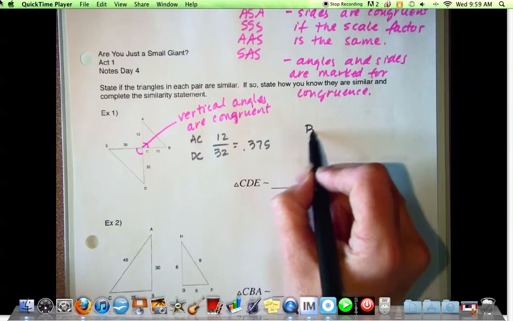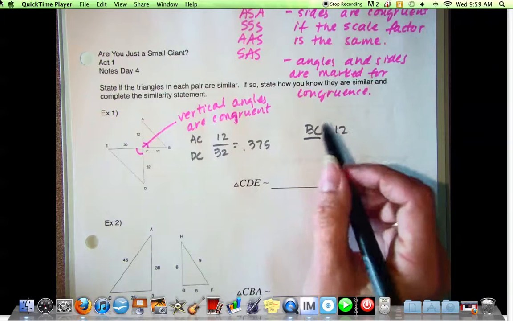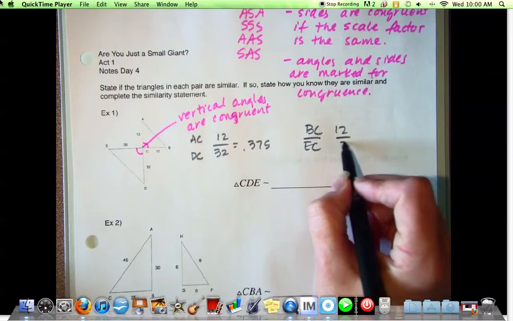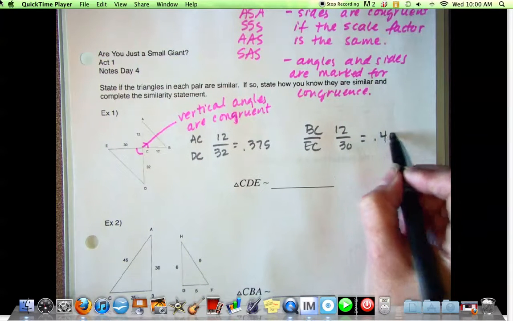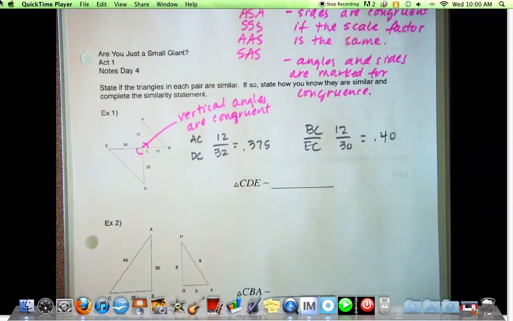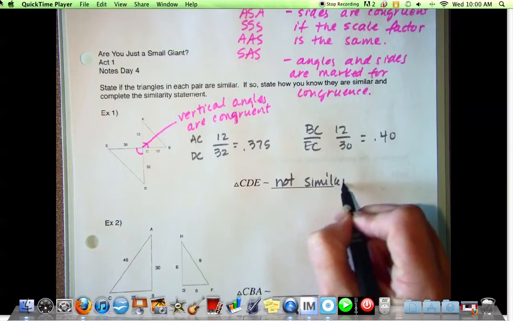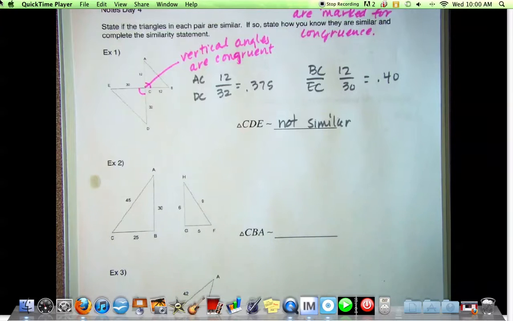Side DC has length what? 12, and we want to compare that to length EC, which has length 30. And what is the scale factor for that? Are the sides similar? Why? Okay. So, are our triangles similar? No. You have to have side lengths that are similar and or angles that are similar for similarity. All right, example 2.